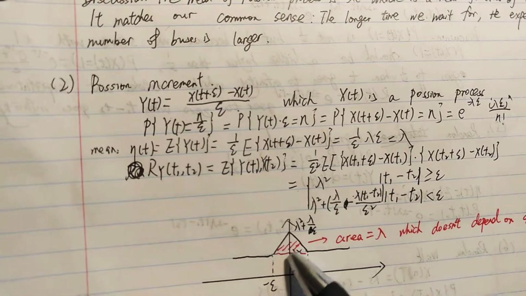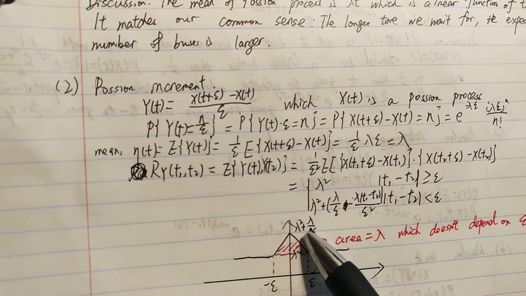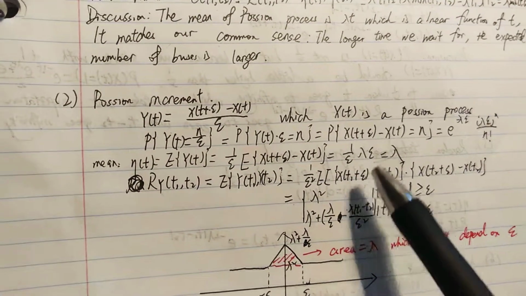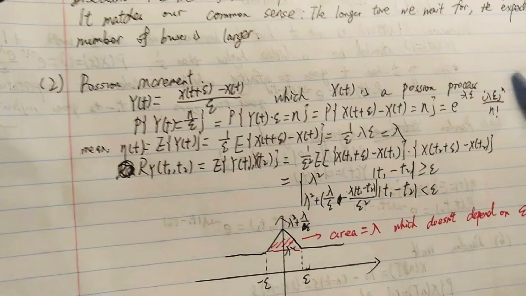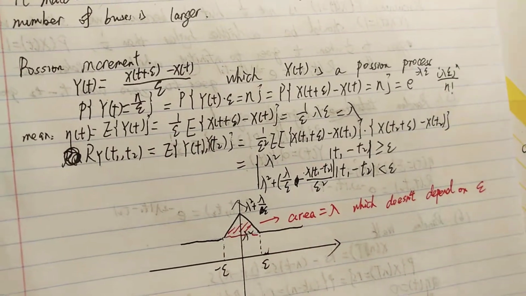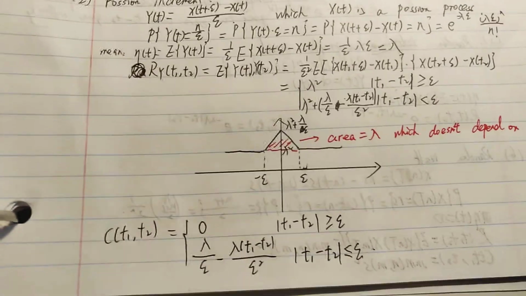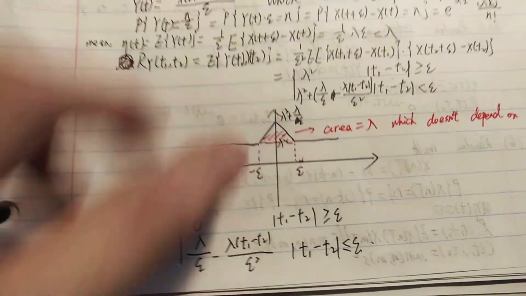And here is the graph. This is lambda to the power of 2. This is lambda plus lambda divided by sigma. And this area is lambda. It doesn't depend on sigma. And the autocovariance is this equation.